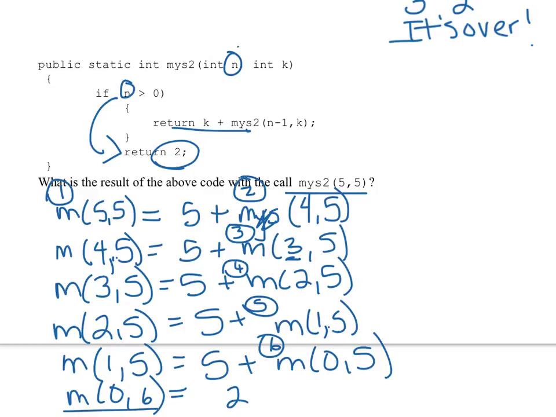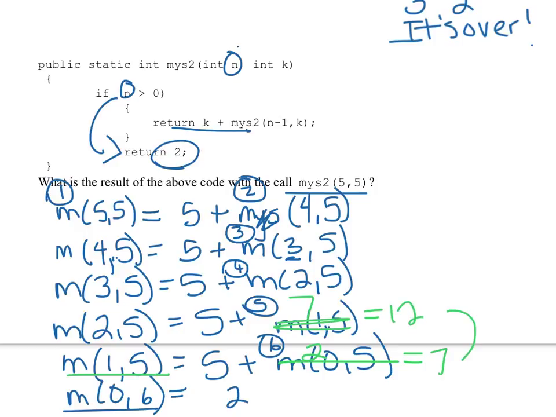So now I'm going to change my color. Hopefully you can tell I did. So this is 2. Now I just figured it out, so I can back it all up and finish the whole thing. This is 2. 5 plus 2 is 7. Now that's what mystery 1, 5 is. So this is 7. So 5 plus 7 is 12.